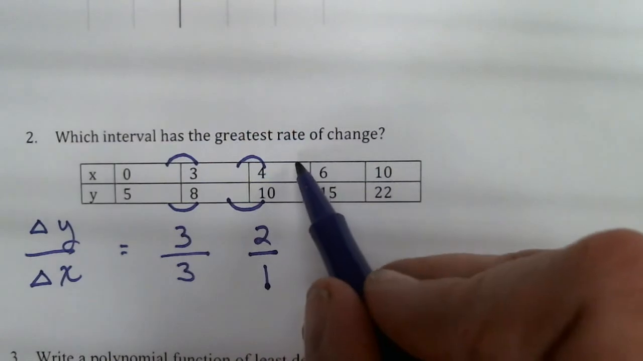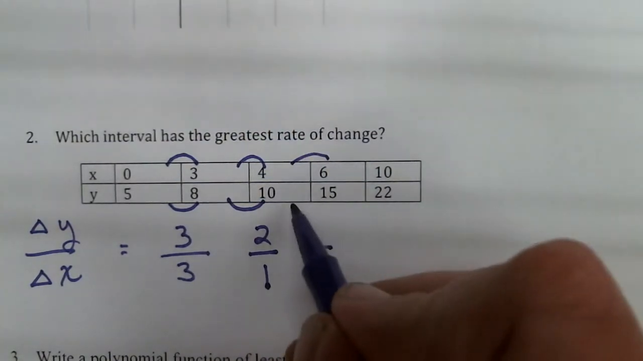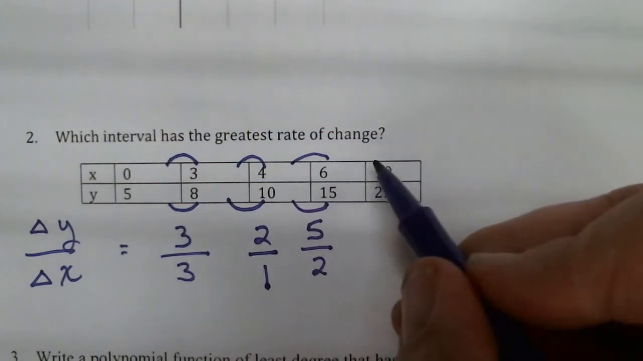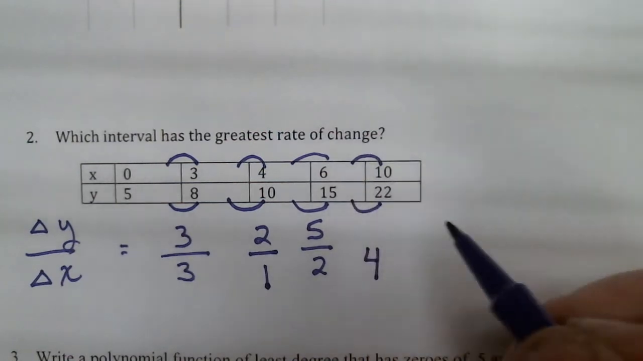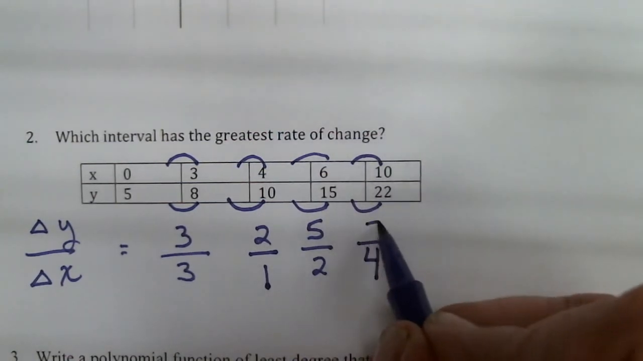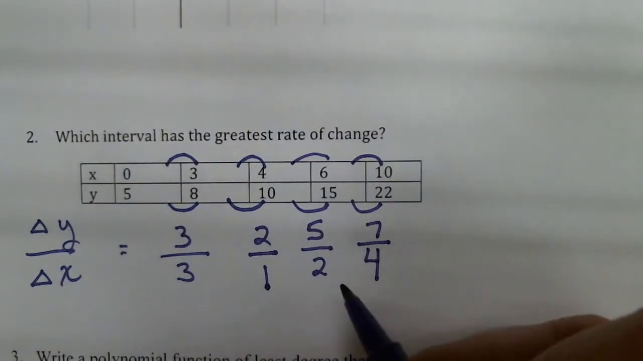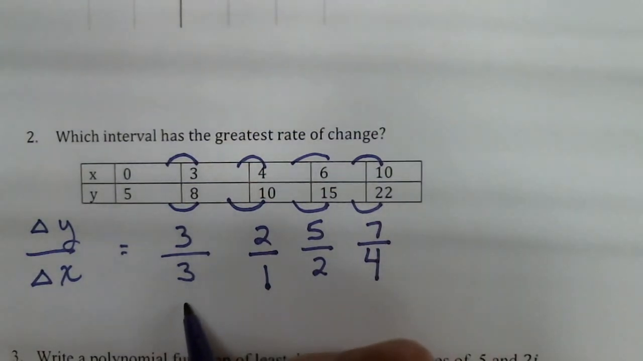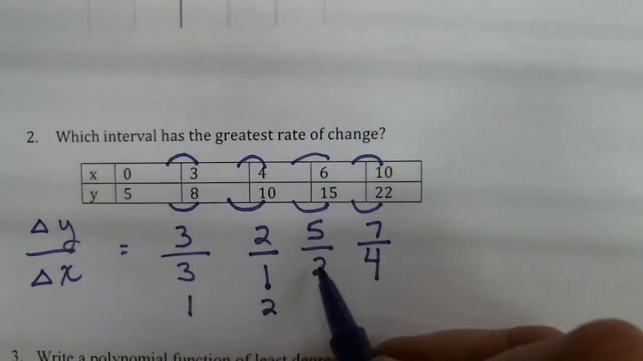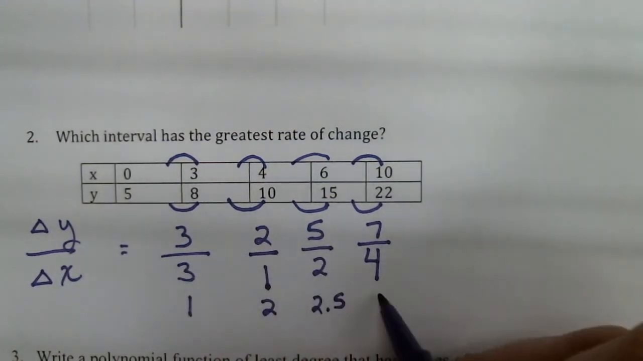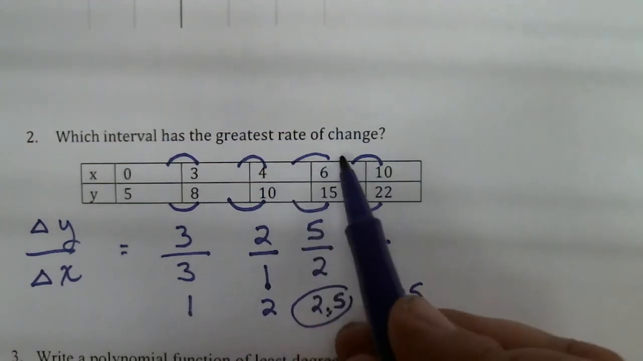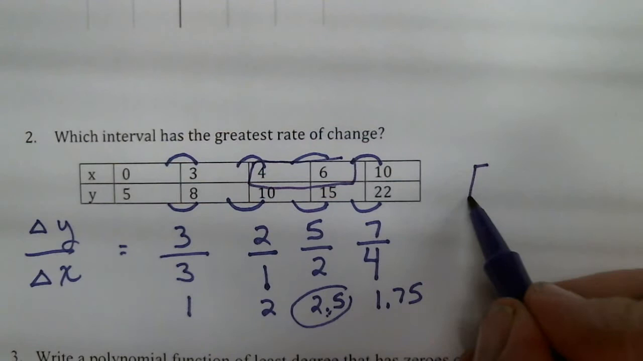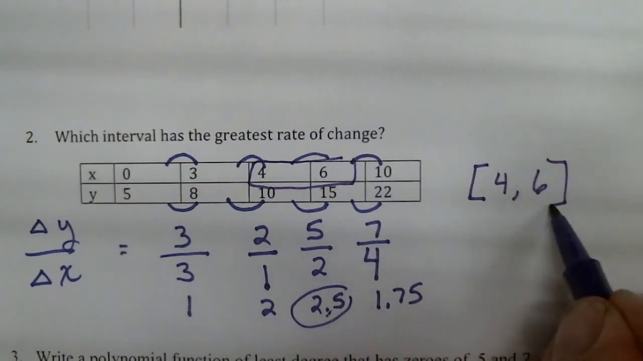Now for the next interval, from 4 to 6, the difference in the x's is 2. The difference in the y's is 5. And the last interval from 6 to 10, the difference in the x's is 4. The difference in the y's is, well, 22 minus 15 is 7. Now we have a bunch of fractions with different denominators, so we can just simplify them. 3 over 3 is the same as 1. 2 over 1 is the same as 2. 5 over 2 is the same as 2.5. And 7 over 4 is the same as 1.75. So for each of these, the rate of change is greatest at 2.5, and that's between 4 and 6. So the answer would be the interval from 4 to 6.